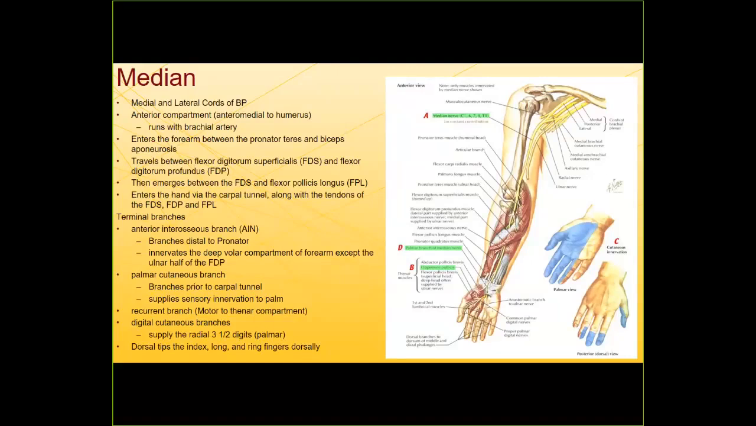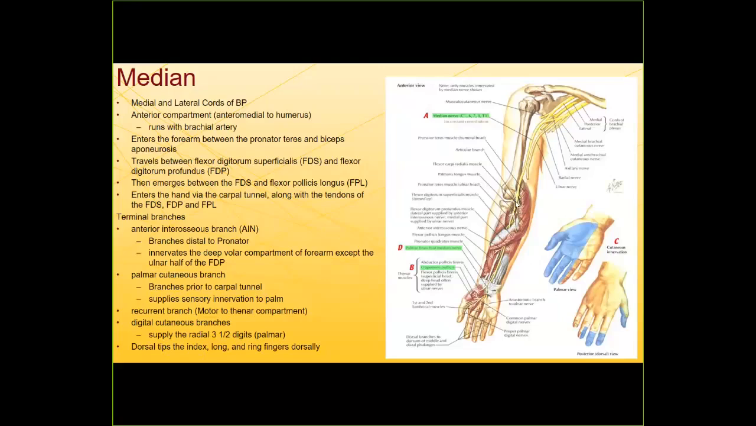And it runs through the anterior compartment. Okay, so the anterior compartment is the group of muscles on the anterior side of the humerus, and the posterior compartment on the posterior side. So it runs on the anterior side, but medially close to the humerus, and then it crosses, as you can see right here, as it begins crossing into the forearm. It enters between the pronator teres, here's the pronator teres actually cut away, and then the biceps. The biceps actually has a structure that I'll show you in the next slide. That's called.